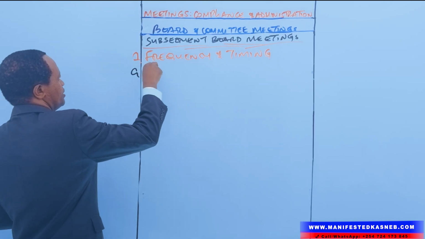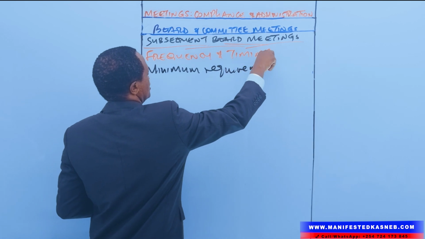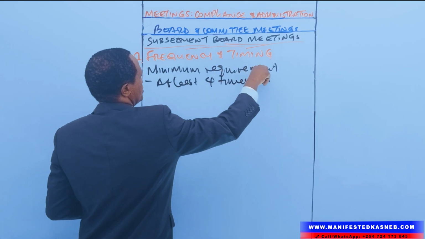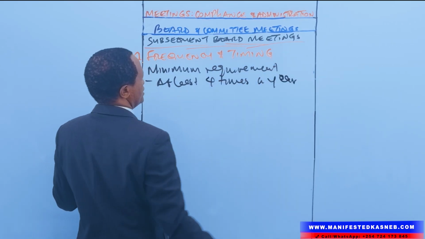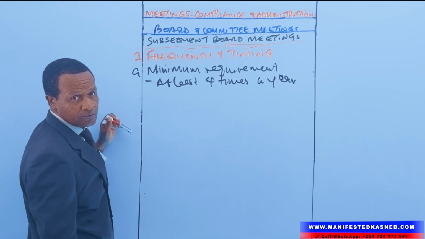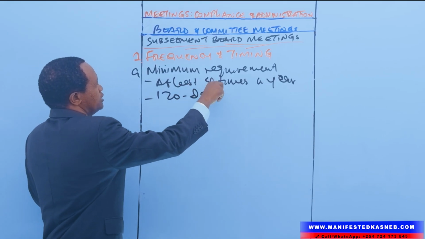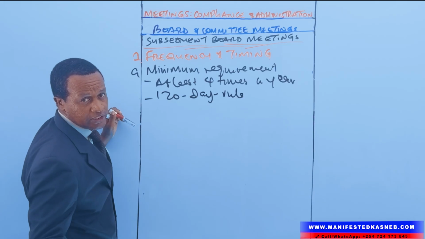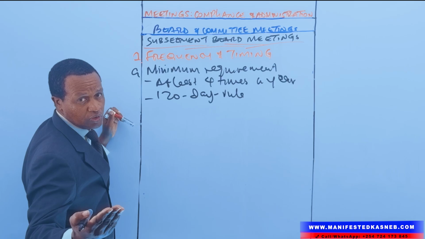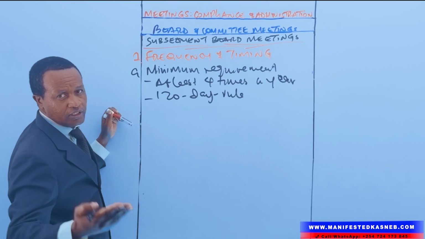The minimum requirement: I've said at least 4 times a year. That is the minimum. The board may choose to meet more than 4 times in a year. There is also the 120-day rule. It is considered best practice that no more than 120 days should elapse between 2 consecutive meetings.